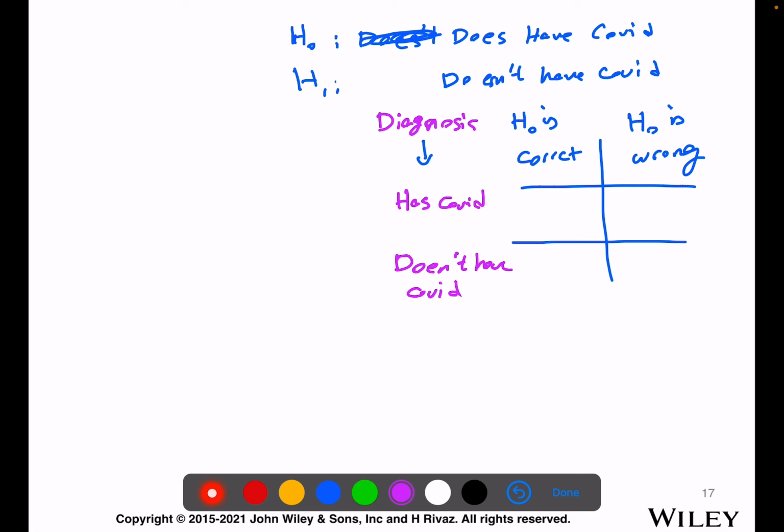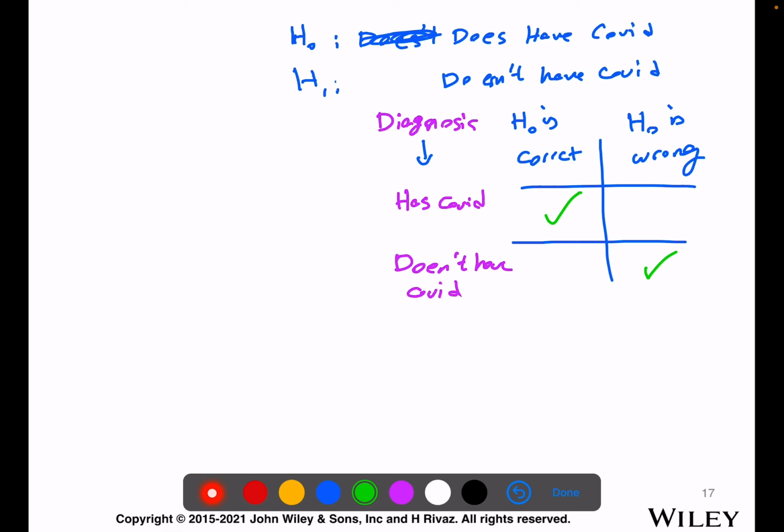So if the patient has COVID, and the diagnosis also says you have COVID, then these two are correct classifications, right? The patient has COVID and the diagnosis is also that the person has COVID. Or the person doesn't have COVID and the diagnosis also says that the person doesn't have COVID, right? So these two are the good things that we want to maximize, right? So basically we want the probability of these two to be 1, right? And then these other two are the bad ones that we try to minimize, right?